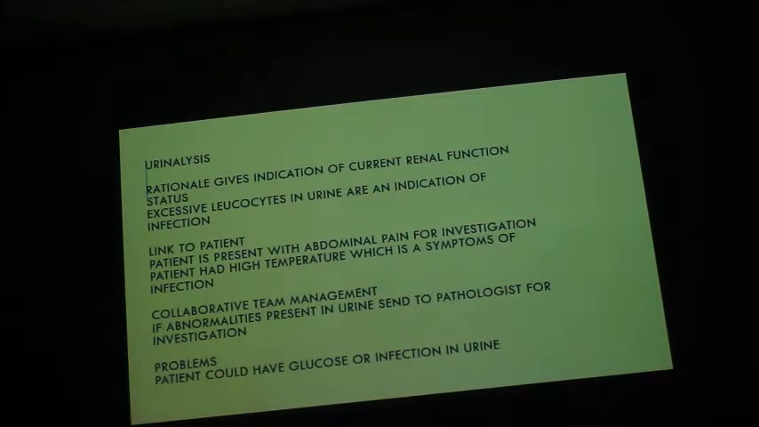John has presented with abdominal pain for investigation and has a high temperature, which is a symptom of infection. The potential problem for this is that the patient could have glucose or infection in the urine. A nursing intervention to treat this would be to complete a urinalysis on admission. This is done to give an indication of current renal function status, as excessive leukocytes in urine are an indication of infection. This will also involve a pathologist who would investigate abnormalities that present in the urine.